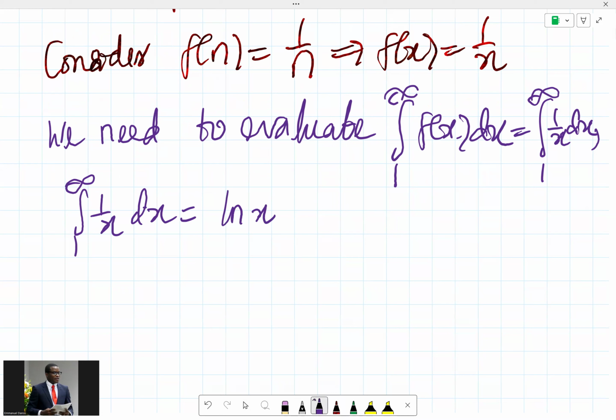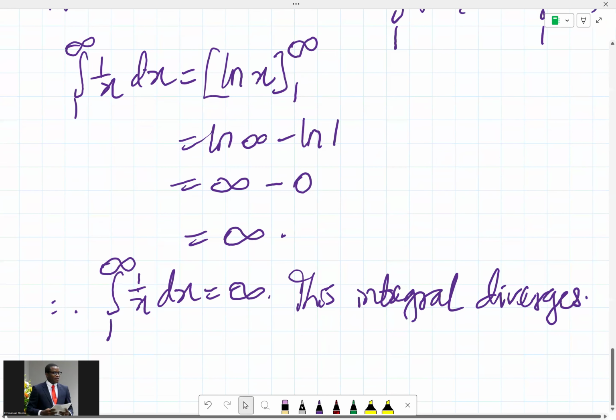So obviously, ln of infinity minus ln 1. Ln of infinity is simply undefined. Ln 1 is 0, and everything is undefined. So therefore, the integral from 1 to infinity of 1 over x dx is infinity. So this integral diverges. The integral diverges.